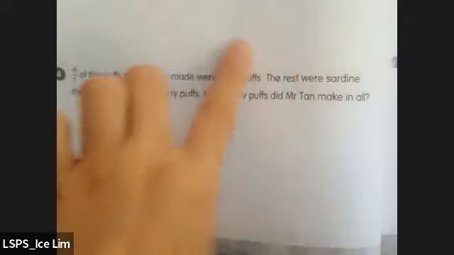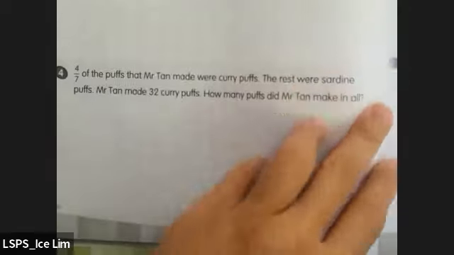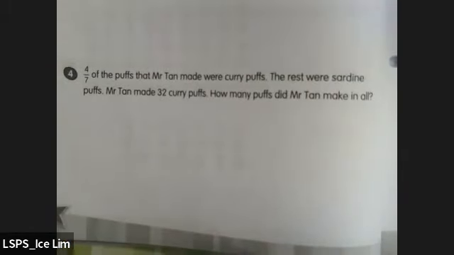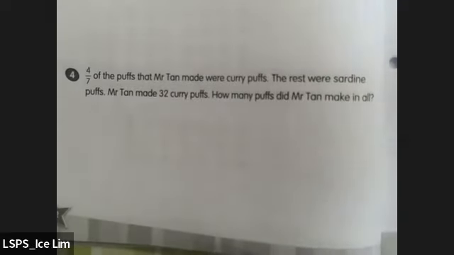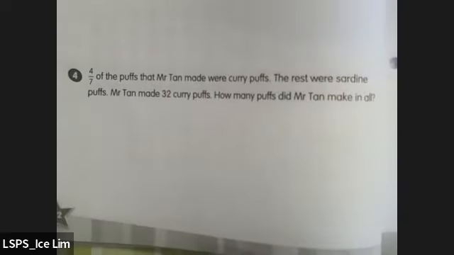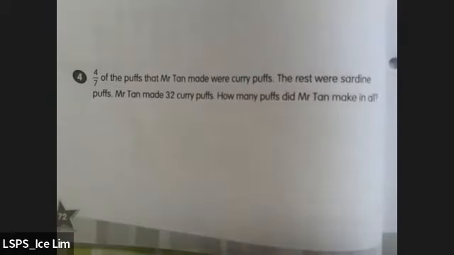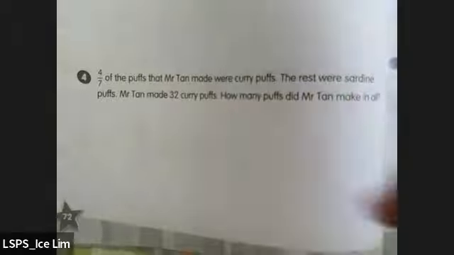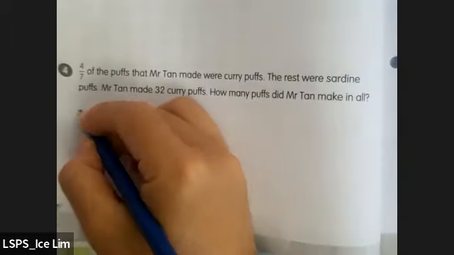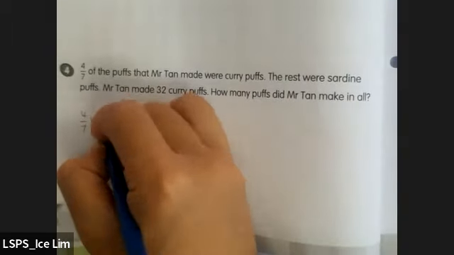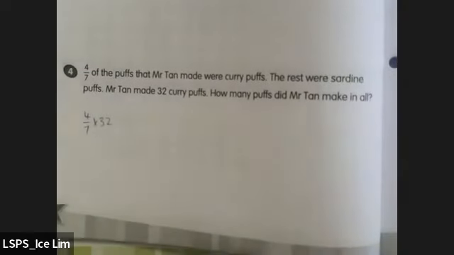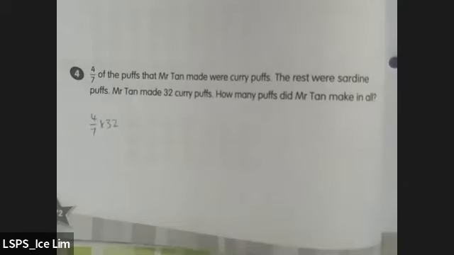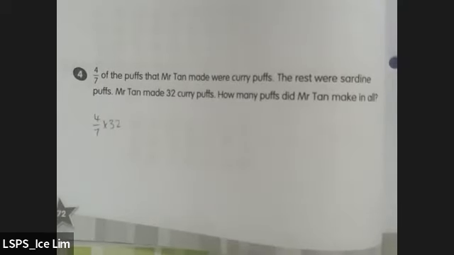Now, see, we say use unitary. Don't use the shortcut. Why? The shortcut, do you think it will work here? So I do 47 times 32. Is it like this? Is this like this? No, something is wrong. Cannot do this.